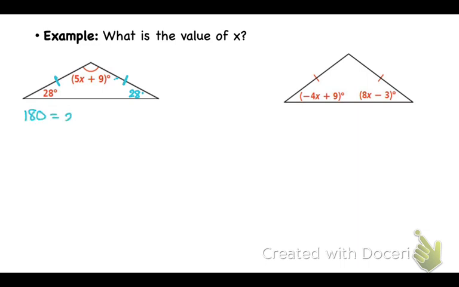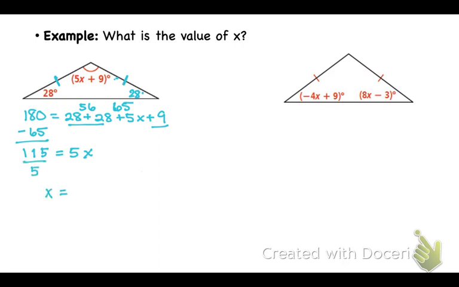Now, have we solved triangles like this before? Yeah. So 28 plus 28 is 56, and plus 9 would make it 65. So minus 65. So 115 equals 5x. And then divide by 5. 23. And I agree with 23. You guys agree with 23?